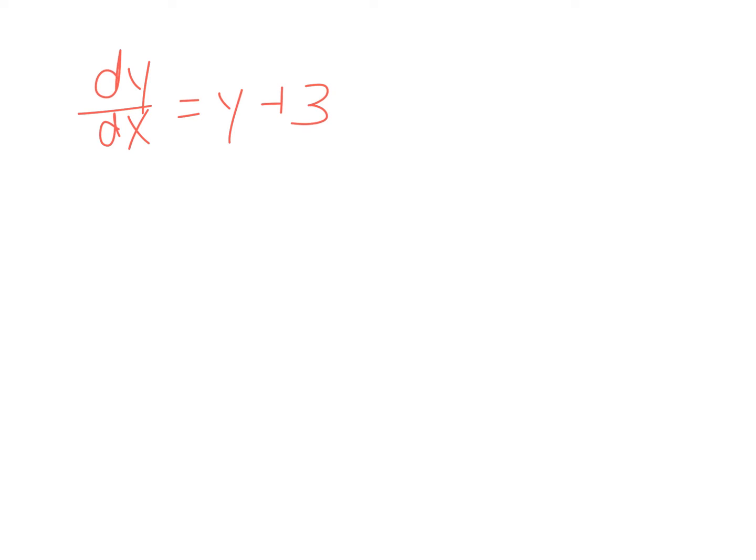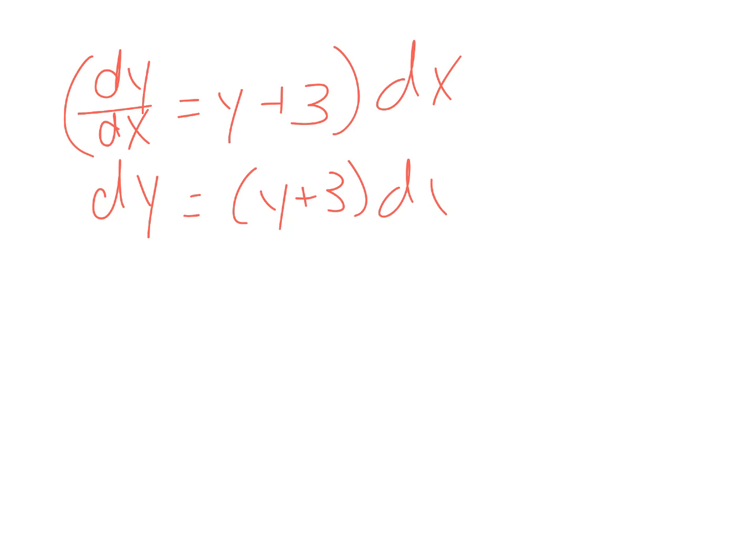All right, last problem we'll do together, and this is kind of a tricky one a little bit. So I'm going to do the same thing we did before and multiply both sides by dx. Now, I don't have a denominator. It will be parentheses y plus 3 on the other side, dx.